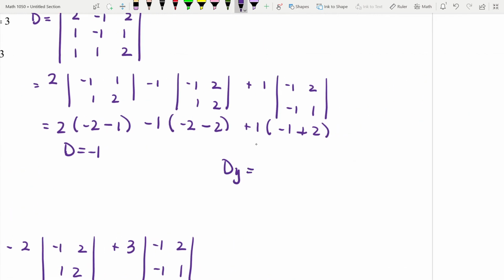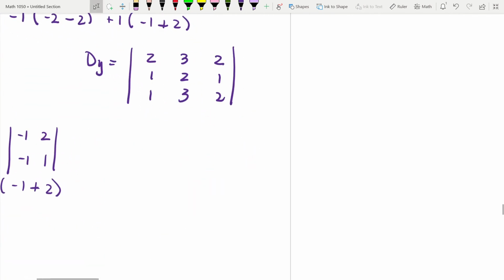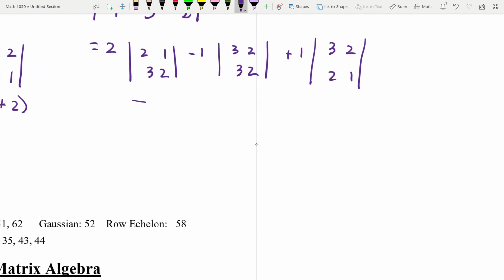Let's find d sub y. X's don't change. They are 2, 1, 1. Y's change to 3, 2, 3. Z's 2, 1, 2. Okay? Start with the first number, which is a 2. Get rid of the row. Get rid of the column. 2, 1, 3, 2. Second number's a 1. Change the sign. Get rid of the row. Get rid of the column. 3, 2, 3, 2. Third number's a 1. Don't change the sign. Get rid of the row. Get rid of the column. 3, 2, 2, 1. Now do the cross multiply thing.